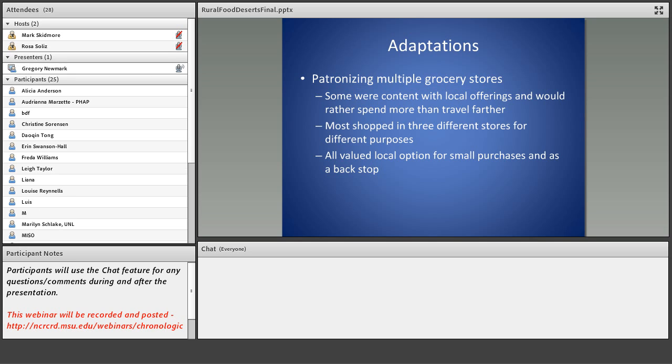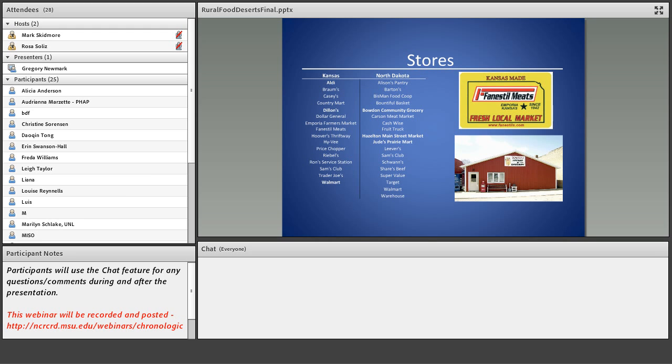So we really focused on adaptations and the kind of behaviors that people use to adjust to this in order to inform our own thinking. And a very common one was that households would patronize multiple grocery stores. A small selection, mostly older people, expressed contentment with the local offerings, and they would rather spend more than travel farther. But most people that expressed where they shopped in the focus groups shopped in at least 3 different stores, often for different purposes. But they did all value having a local option for sundry items, and also as a backstop in case they forgot something.